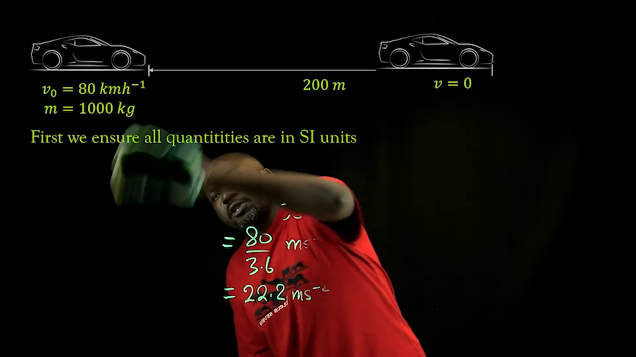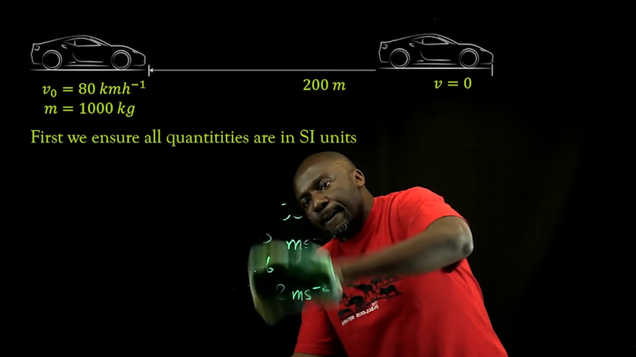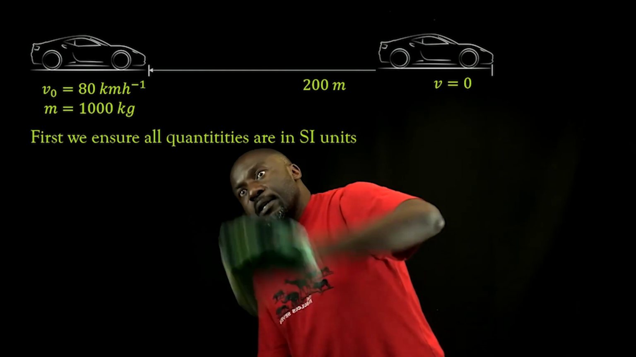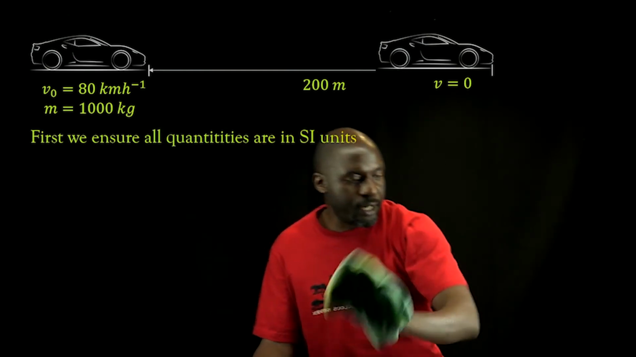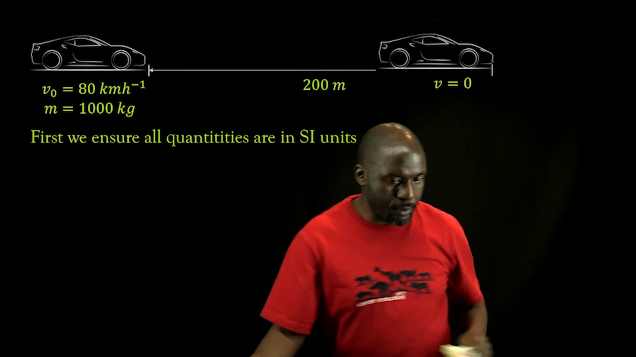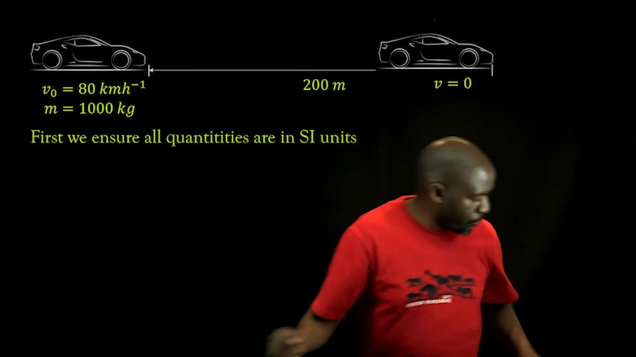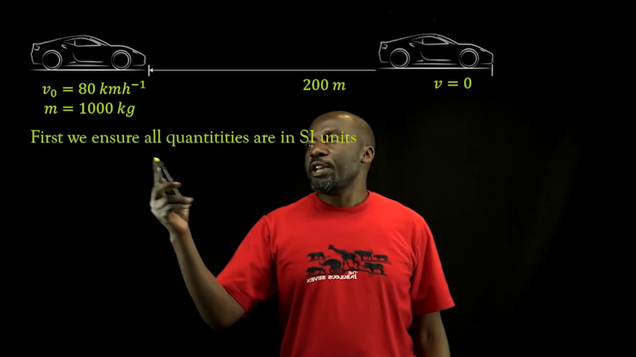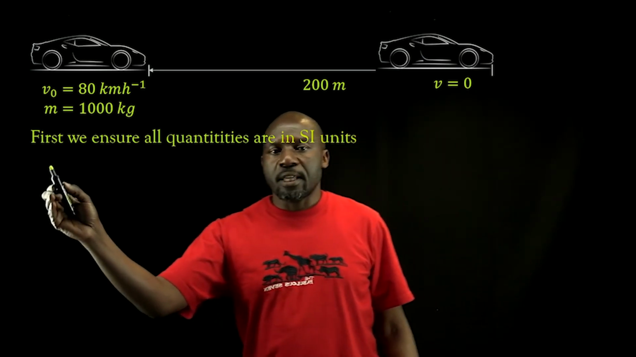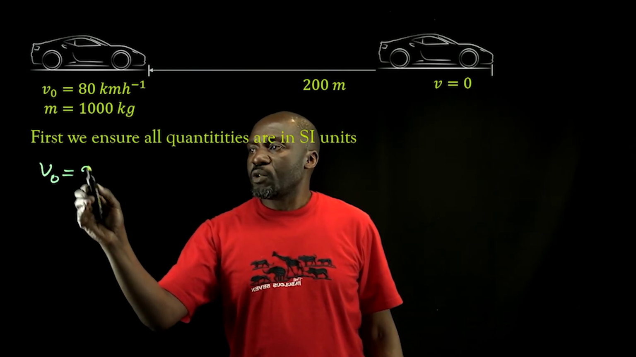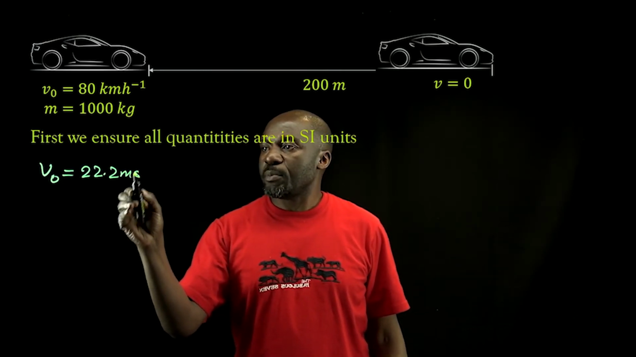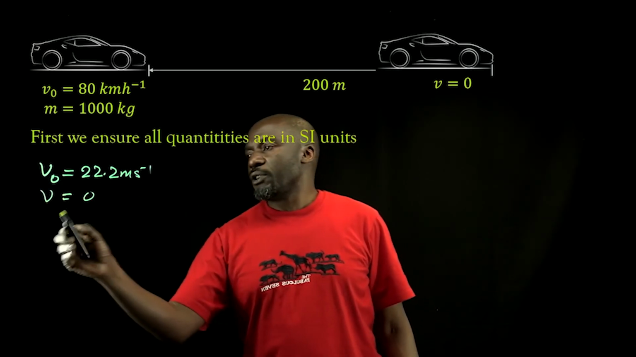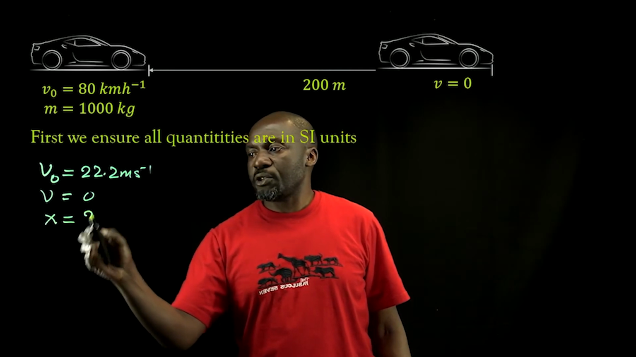So now it should be possible for us to calculate both the deceleration and the decelerating force, okay? Let's start with the deceleration. The information we have should be sufficient to help us find the deceleration. So we know the initial velocity. Let me write that here. So V0 is 22.2 meters per second, and the final velocity is 0. We also know the distance traveled, x, which is 200.